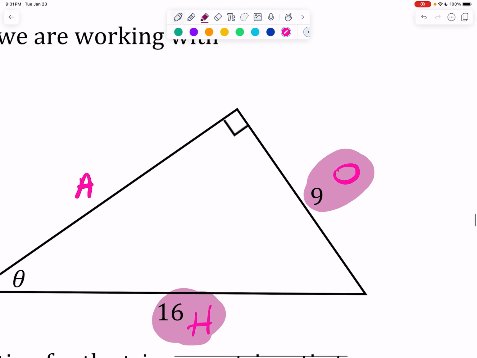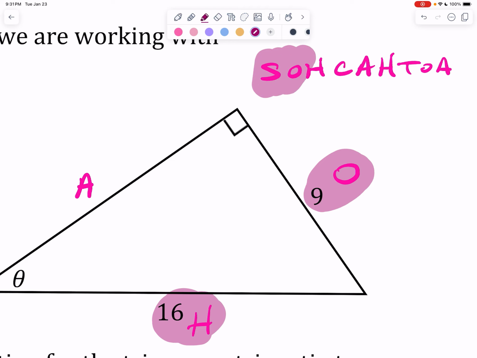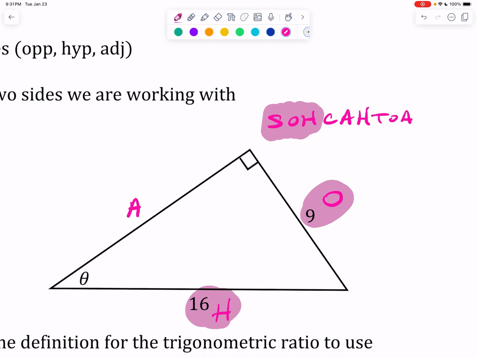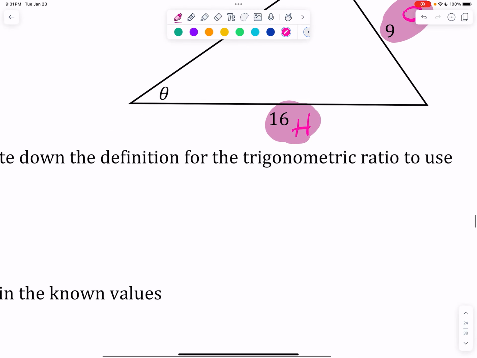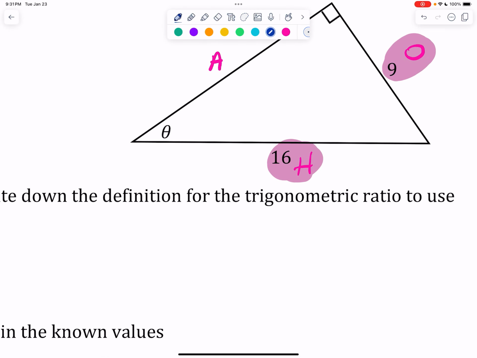So, if we're thinking of good old SOHCAHTOA, that means we're working with the SO part of things. So that's the sine ratio. So we can write that down. We know that sine of theta is opposite over hypotenuse.